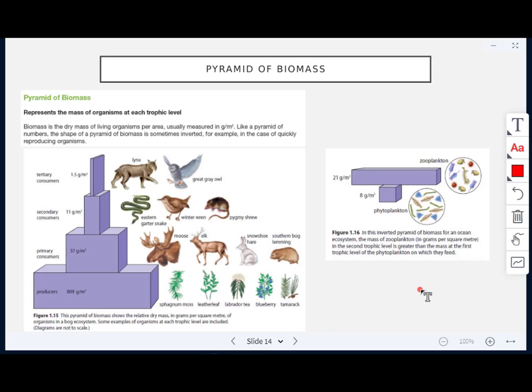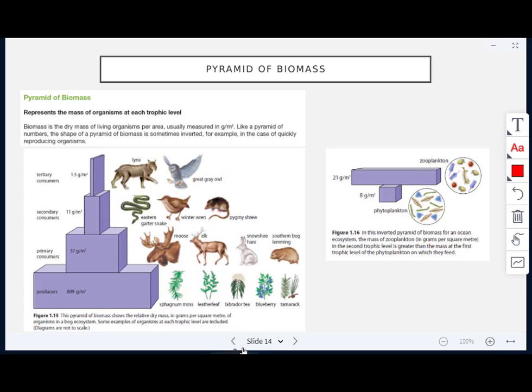Next is a pyramid of biomass. Looking at the diagram on the left, a pyramid of biomass shows the relative dry mass in grams per square meter. This is a bog ecosystem. There are some examples here: producers at the bottom, like moss and other producers, primary consumers like moose and elk, hare and lemming, secondary consumers like the snake and the shrew, and tertiary consumers like the lynx and the gray owl.